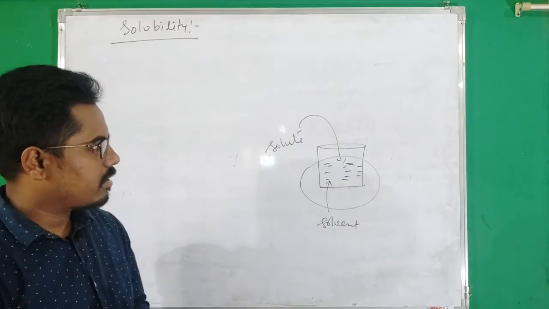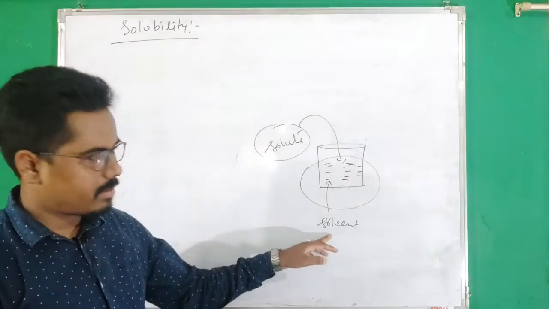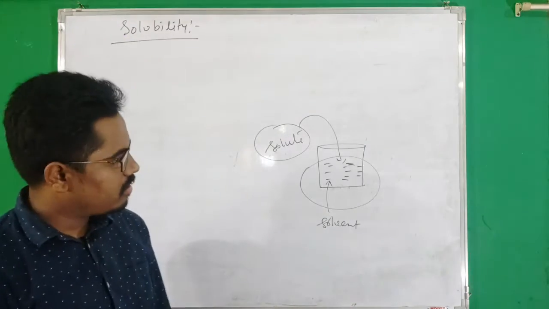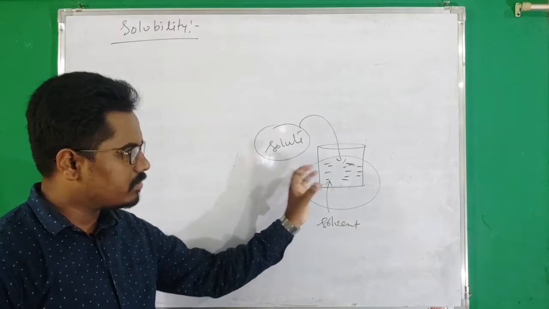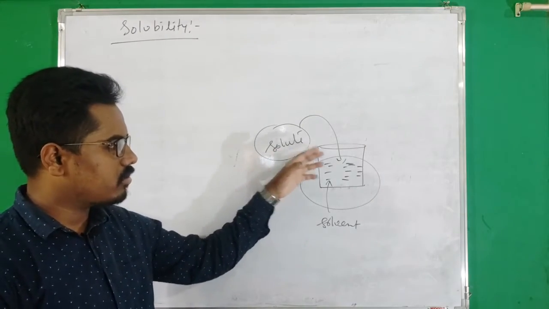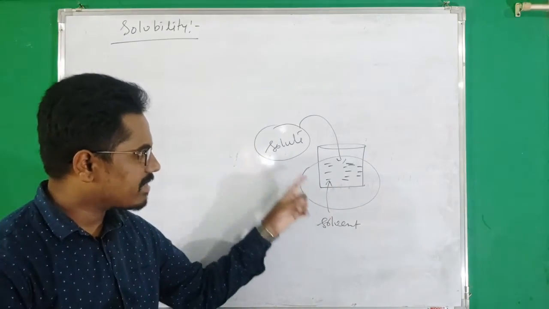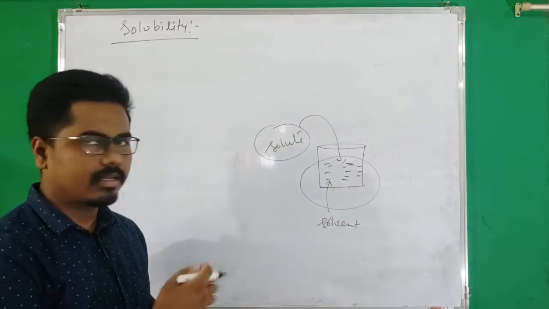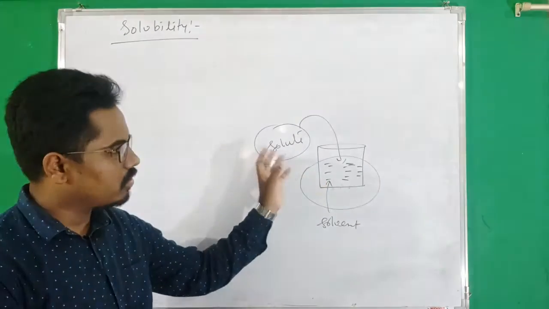If I notice, at first the solute will dissolve quickly in the solvent, and after some time the rate of dissolution will decrease, and after a point you will observe that the solute will not dissolve in the solvent. So that means in a particular solvent a maximum amount of solute can be dissolved. After that limit, if you add more, the solute will not dissolve.